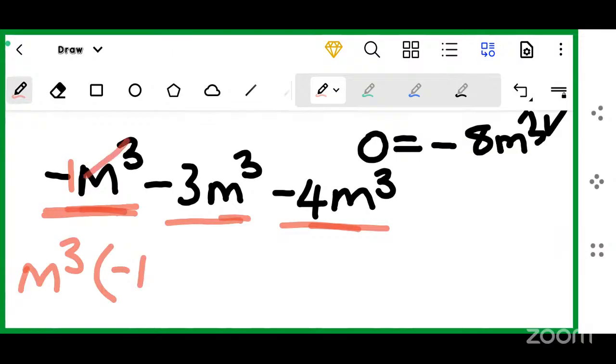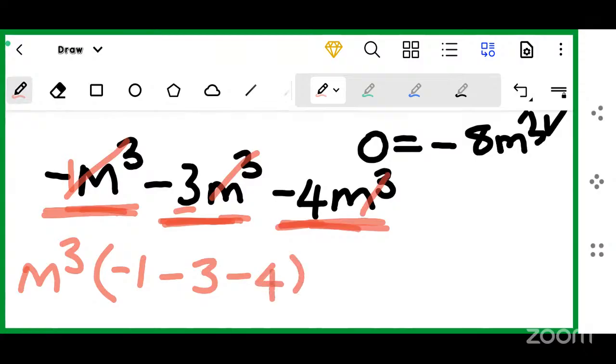So we are done with this one. We come to the second one. What am I going to remain with when I take out m to the power of 3? If I remove that one, I'm going to remain with negative 3. So you write your negative 3. Even for the last one, what am I going to remain with if I remove the m to the power of 3? We're going to remain with negative 4. So you write your negative 4, you close the bracket.